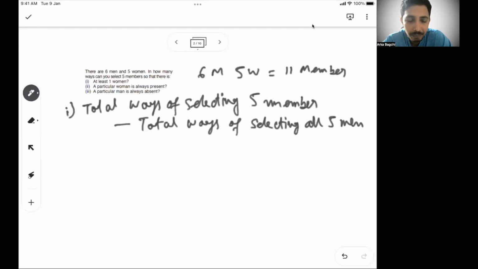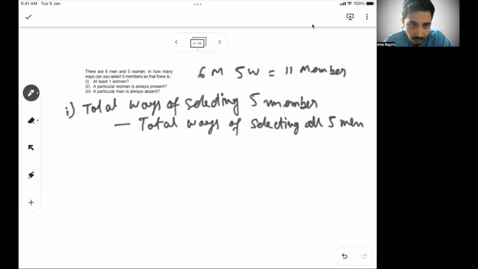So basically what I'm trying to say is you have to make a group of 5 people. And in that group of 5, if you make the group all 5 men, then that is the only case where you will not be able to include any woman. Otherwise, if the group of 5 does not have all 5 men, then by default you will be introducing at least 1 woman to the group, and that's what has been asked.